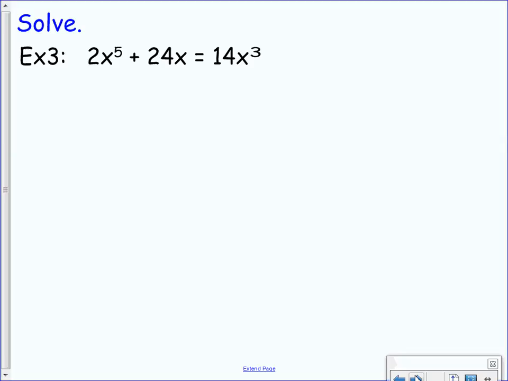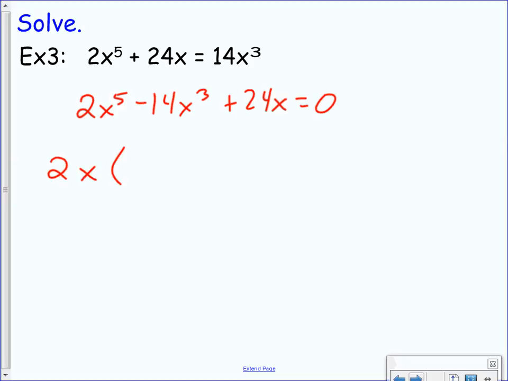Here we go. This one, how many solutions, first of all? 5. And look for 5 answers. Set it equal to 0. Okay, here we go: 2x to the 5th minus 14x cubed. I got to put it in order. Plus 24x equals 0. GCF, what is it? 2x. Man, you guys are good. X to the fourth minus 7x squared plus 12 equals 0.